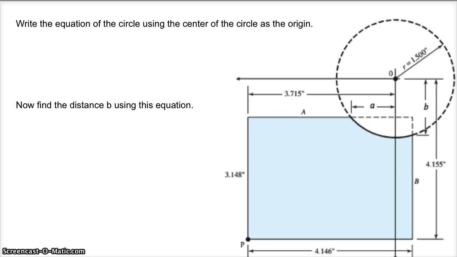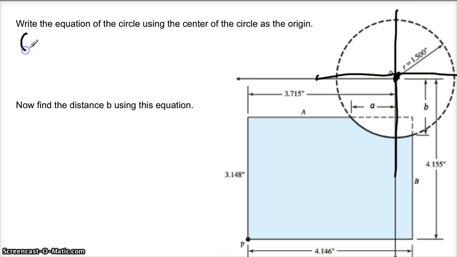Okay, so now I'm going to redo the problem, except this time I'm going to use the center of the circle as the origin. I'm actually going to find B instead of A. So this line through here, I'm going to say here is my axis that I'm going to use. Here is my origin, and it's also the center of the circle.